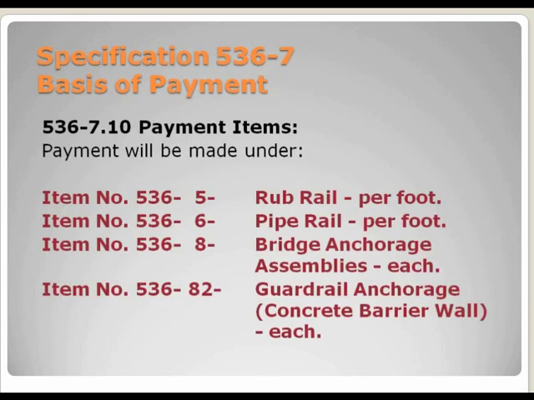Under the basis of payment for 536-7.10 payment items, the item 536-5, the rub rail per linear foot, was added. The item 536-6 pipe rail per foot was added. And then 536-8 bridge anchorage assemblies is the same, only now you will incorporate the cost of new bridge construction attachments. Under 536-82 guardrail anchorage concrete barrier walls each, that was also modified so that it was clear that that payment was made separately as well.